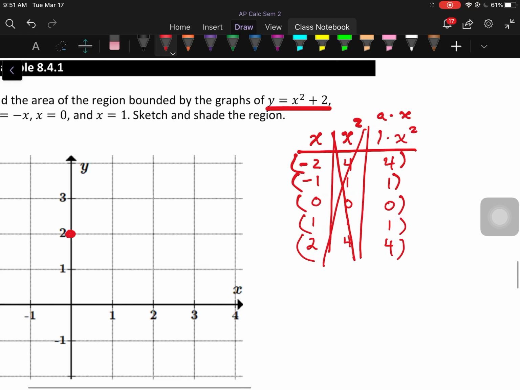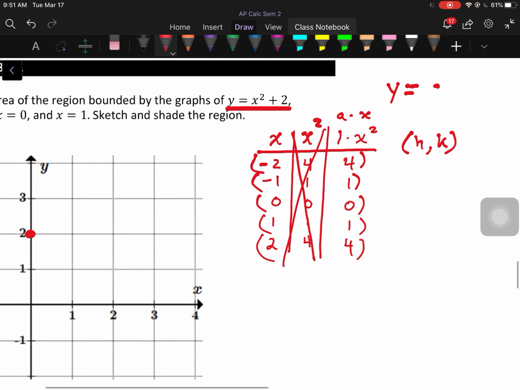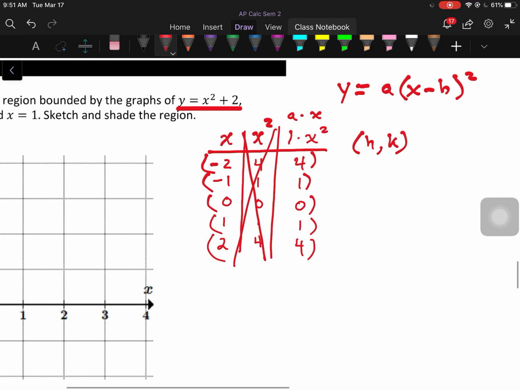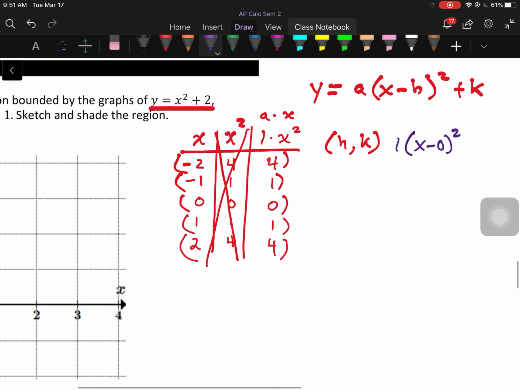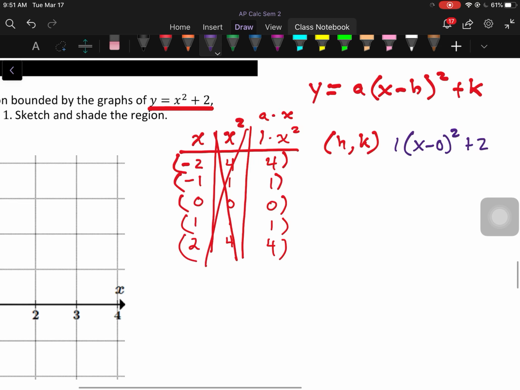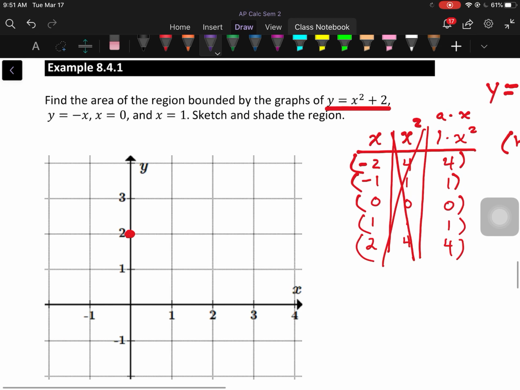And the vertex would be at h comma k, and that's for a function in the form y equals a times x minus h squared plus k. In this case, we know that the h value in our function is 0 because it's x minus 0 squared times 1 plus the 2. And so my vertex in this problem is 0, 2, as I've labeled in the graph.